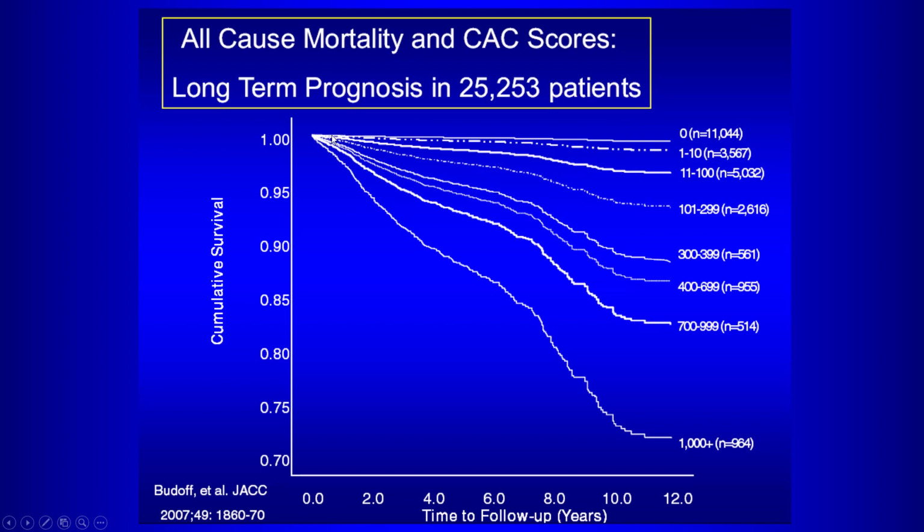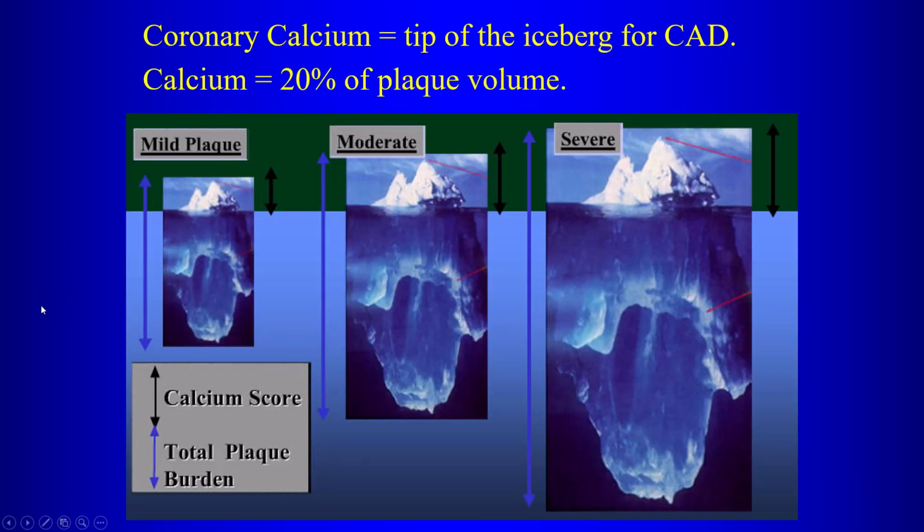You can see calcium score of 0. These patients do very well, and as this calcium score increases, you can see how quickly the survival drops off. Calcium score of 1,000 has a very high event rate over the course of the next 10 years. So the calcium score can be a predictor of the event rate for the particular population of patients.